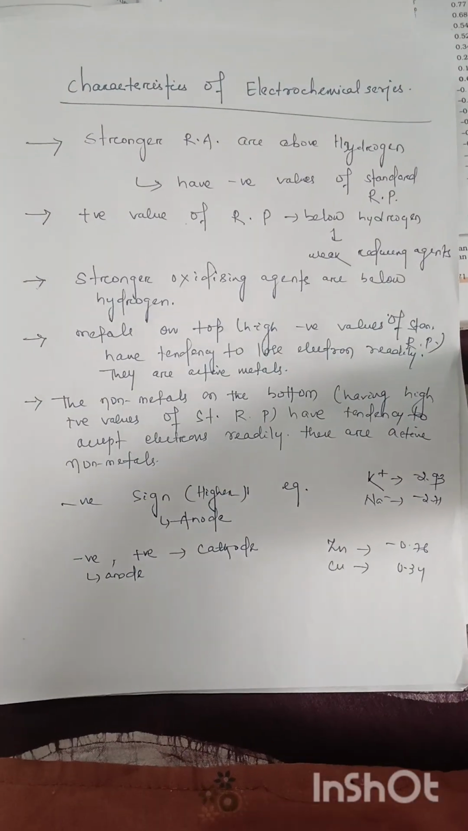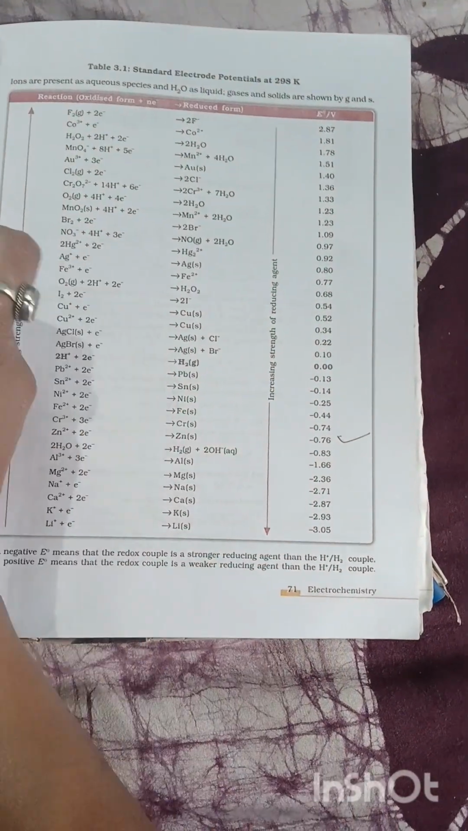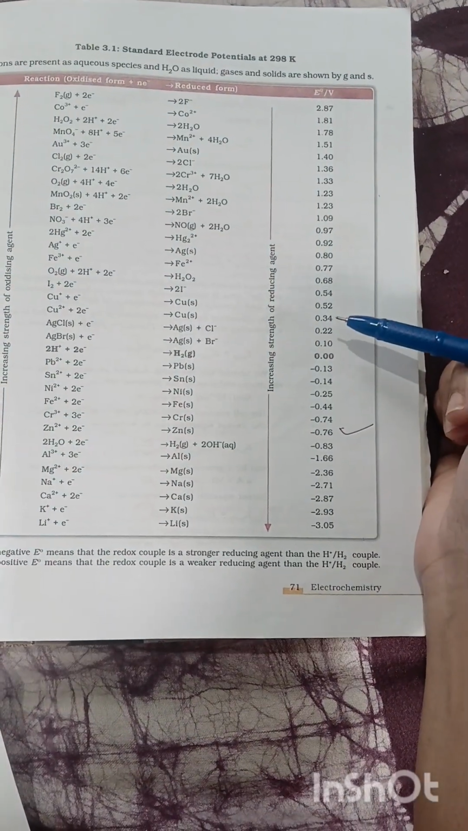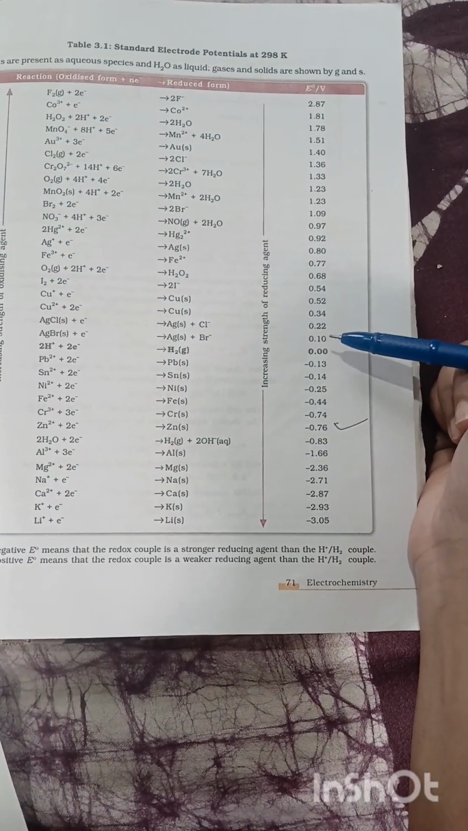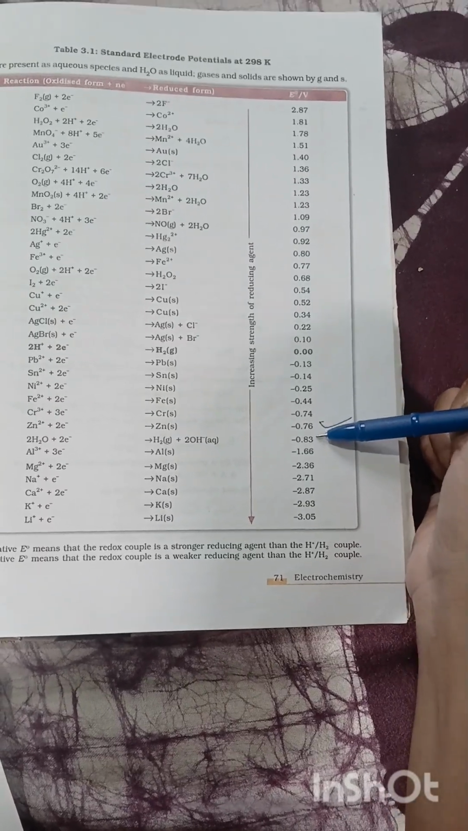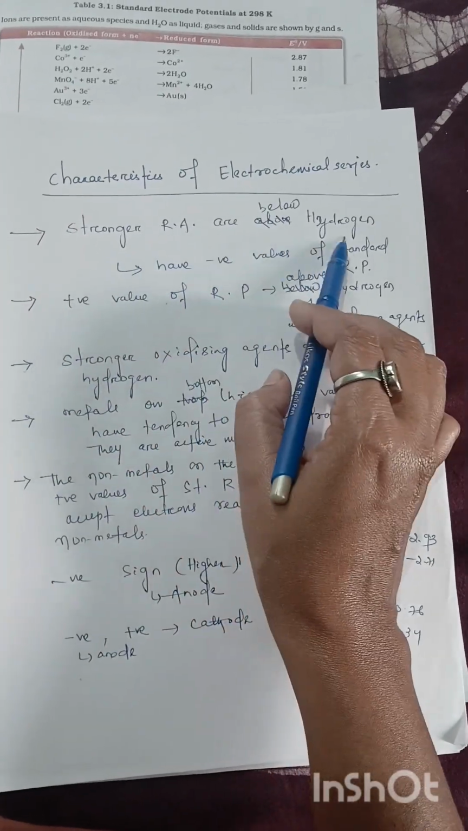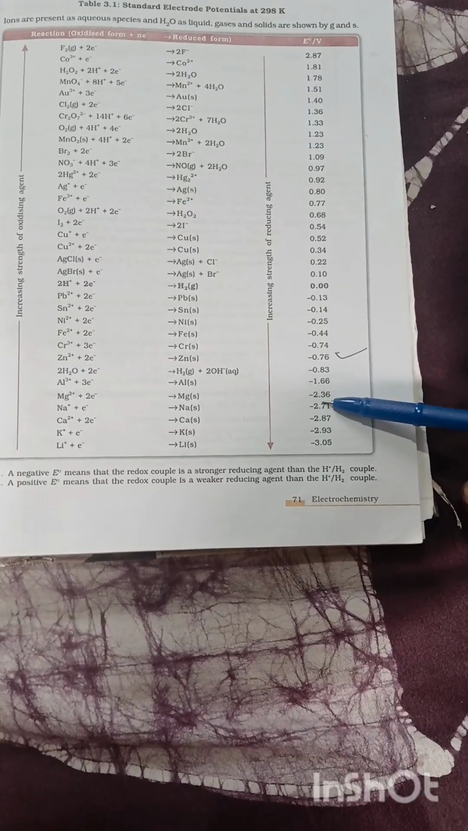So the first point is that stronger reducing agents are below hydrogen. Students, see, this is the electrochemical series. Here in the middle, hydrogen is present, with zero electrode potential. Those below it are stronger reducing agents. You can see here, as you go down, the reducing agent becomes stronger.